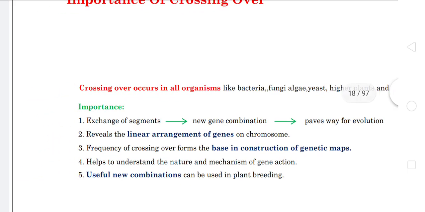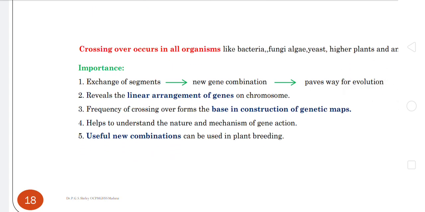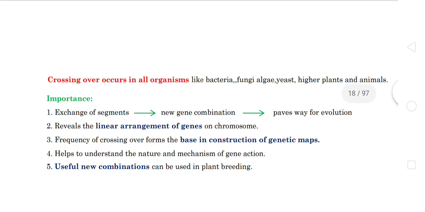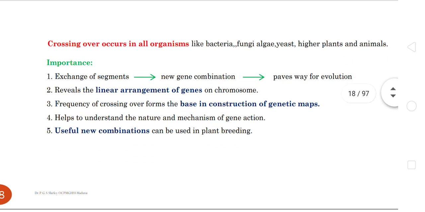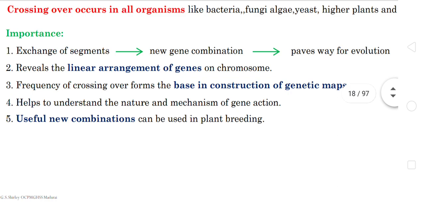What are the importances? This crossing over leads to the exchange of chromosome segments. As a result, new genes or new combinations are formed. This plays a very important role in the evolutionary process. And crossing over helps in the arrangement of genes in the chromosomes. So where the genes are arranged, we can see with the help of crossing over. And third point, crossing over helps in the construction of genetic maps. Next class I'll explain what genetic maps are.